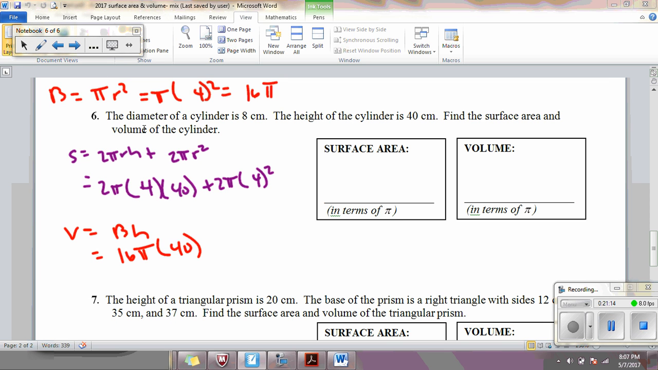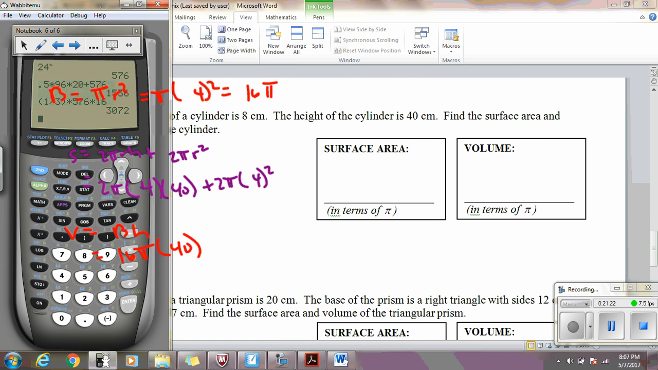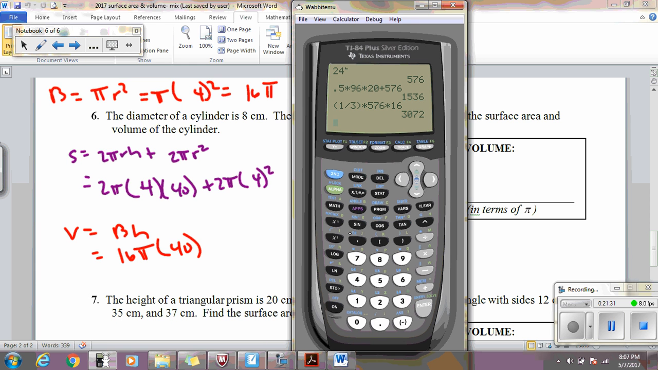Now we can grab our calculator and do both at the same time. Again, we're going to put everything except for pi into the calculator. So for this surface area, we're putting 2 pi times 4 times 40. Oh no, everything except for pi. Sorry guys. So let me go delete the pi off. Alright, easy fix.